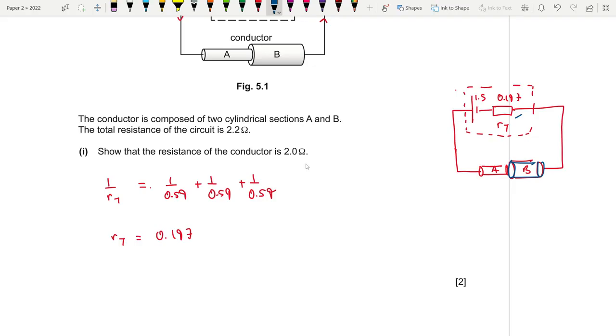So total resistance is RT plus resistance of the conductor, right? So how do we find that out? It's going to be equal to the total one, 2.2, minus this 0.197. 2.2 minus answer gives you a value of 2.0. See if that's fine.